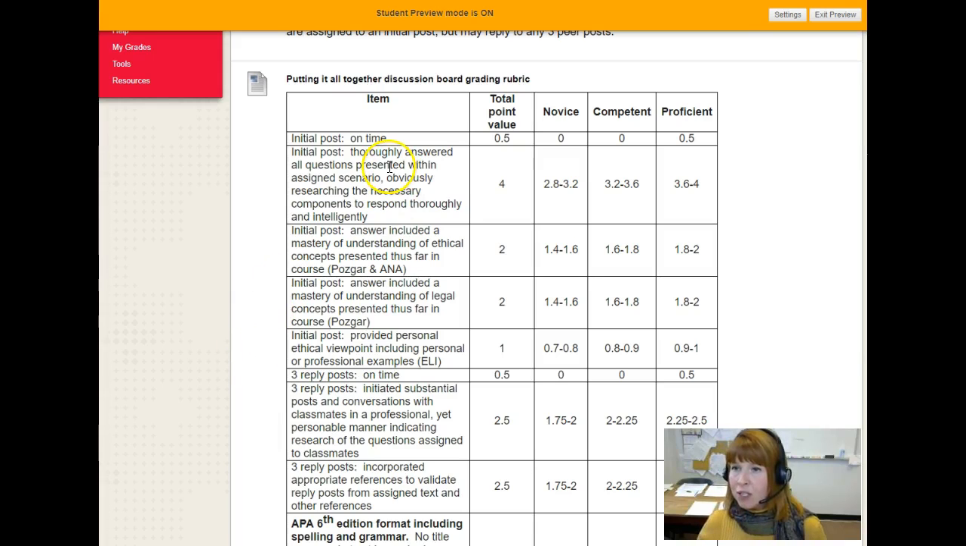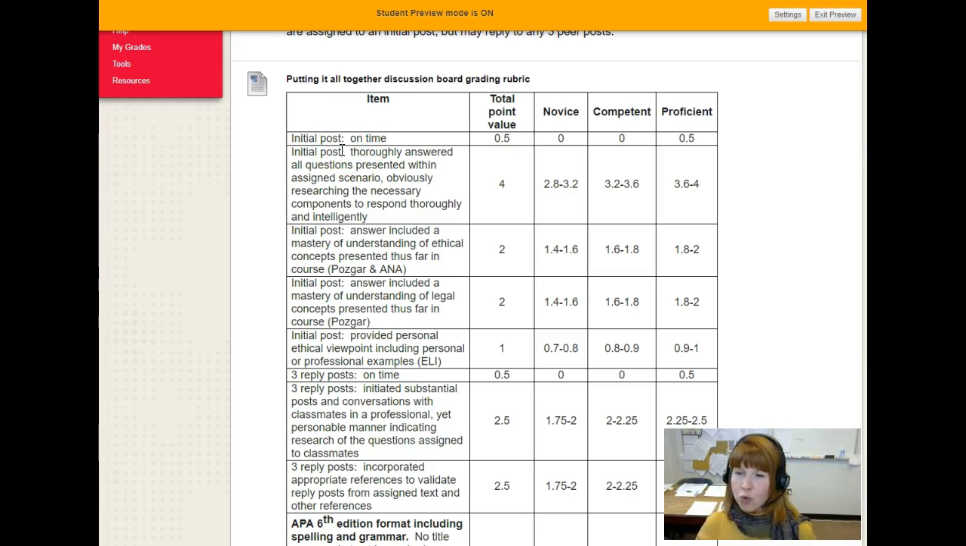Okay, so just like the other discussion board grading rubric, you're going to be graded not only on your initial posts, but also on your reply posts. And please notice right away that you are required to complete 3 replies instead of the most common 2 replies. Again, you are required to complete 3 replies for this particular assignment.